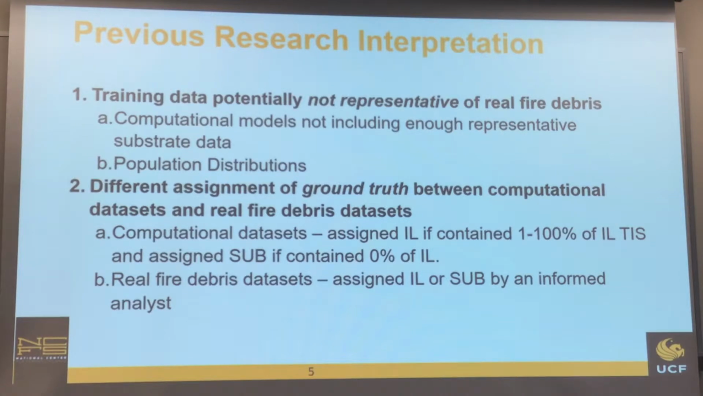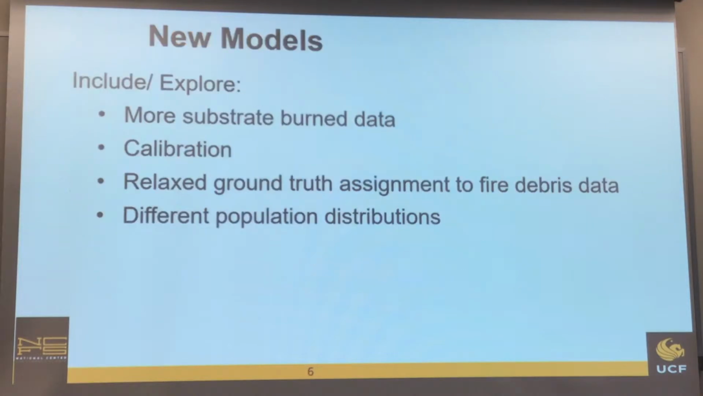The second is that there was a different ground truth assignment between the computational data sets and the real fire debris data sets. Computational data sets were assigned ignitable liquid if they contained 1 to 100% of ignitable liquid, whereas the real fire debris data sets were assigned ignitable liquid by an informed analyst who had prior knowledge of the ignitable liquid used, as well as the burn trial location.